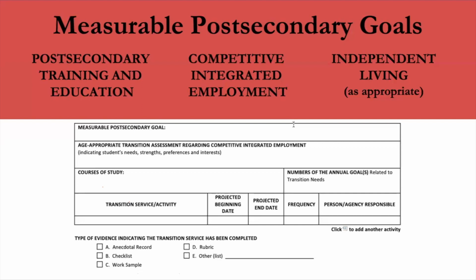Schools are not responsible for the accomplishment of the goal. Schools are responsible for providing the educational programs and transition services that are stated in the IEP. So we can't wave a magic wand. If a student says they want to go to a four-year college and, let's say they want to major in astronomy, I can't guarantee that they're going to go to a four-year college and major in astronomy. However, what I am responsible for is providing them activities, supports, and services that will allow them to reach their goal.